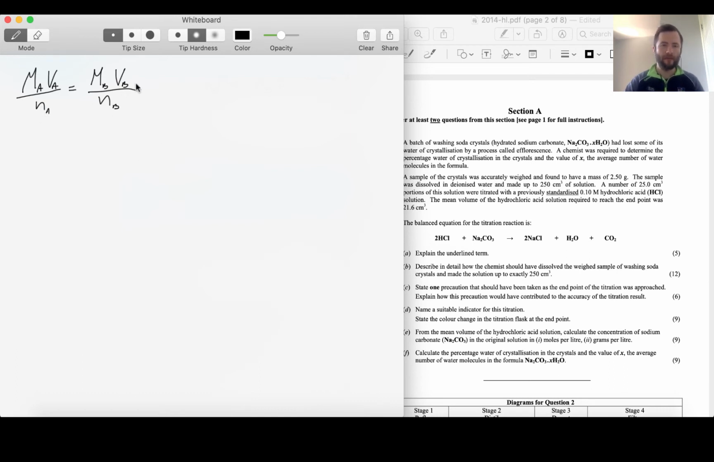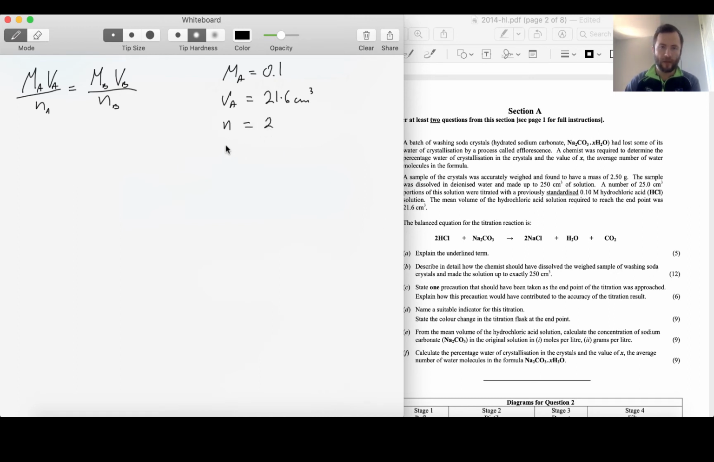Before I use it, I'm going to write out all the quantities that take part in this reaction. So the molarity of acid, we're told, is equal to 0.1 moles per liter. We are told that the volume of acid, or the average volume of acid used for this titration to reach the end point, was 21.6 cubic centimeters. And the number of moles of acid that take part in this reaction from the balanced equation, we have 2, n_a equals 2.